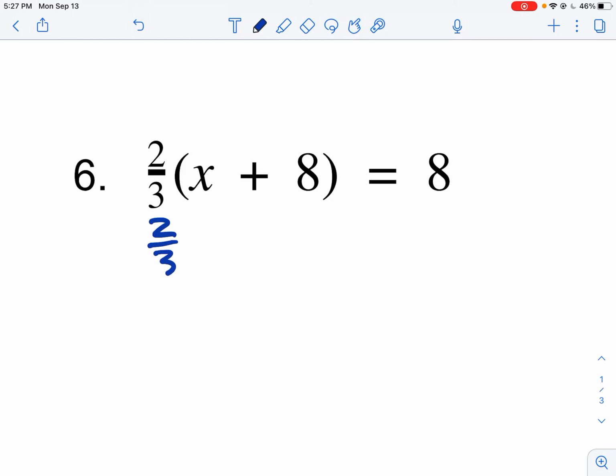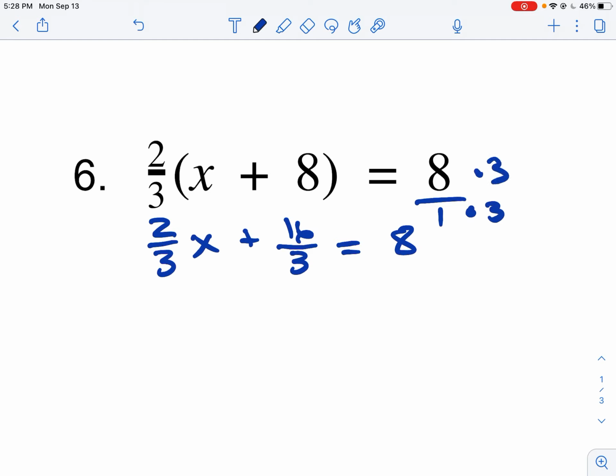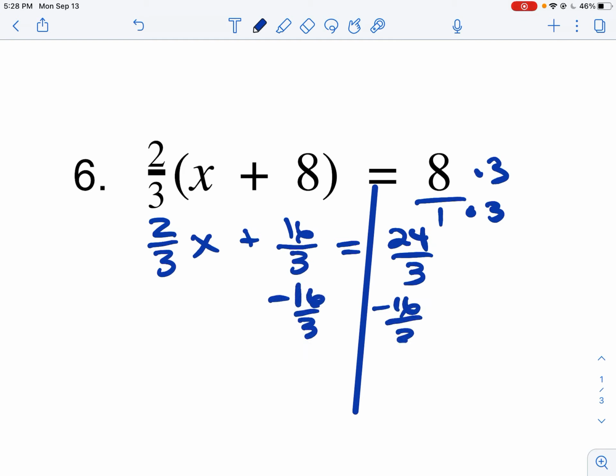So the next one. Oh, fractions again. 2/3 x plus 16/3 equals 8. Now, from the get-go, I'm going to go ahead and change this because I can already tell I need a 3 in the denominator. So I'm going to multiply the numerator and the denominator by 3. If I get that, I'm going to get 24 over 3. That will just make this problem so much simpler.